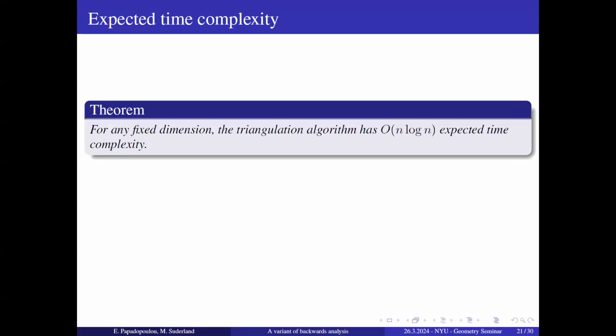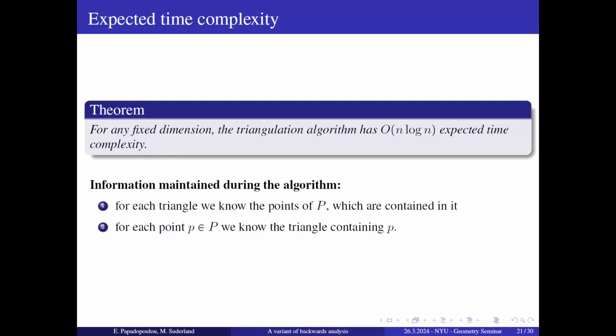So with our new variant of the backwards analysis, we can show that for any fixed dimension, this triangulation algorithm has O of n log n expected time complexity. Well, in order to achieve this, we need to maintain information while we are running this algorithm, which is mostly that for each triangle, we want to know the set of points that are lying in that triangle. And also the opposite, we want to know for each point, what is the triangle that it lies on.